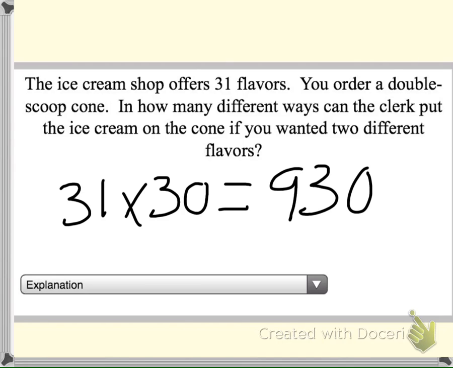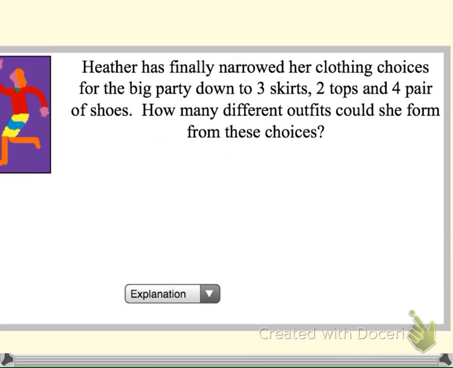Okay, so since there's 31 flavors and you don't want the same flavor for your 2 scoops, on your first scoop there's a possible 31 choices, and on your second scoop there's only 30 flavors possible, and 31 times 30 equals 930 different ways the clerk could put ice cream on your cone.